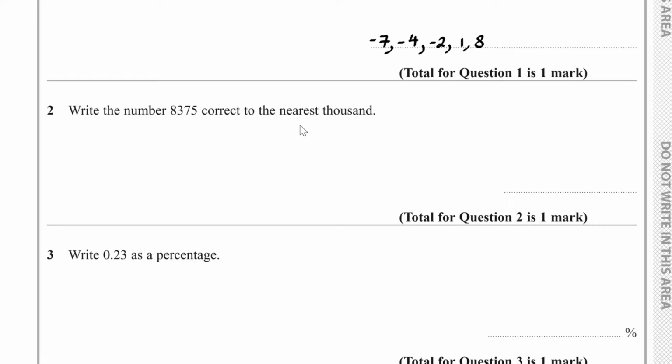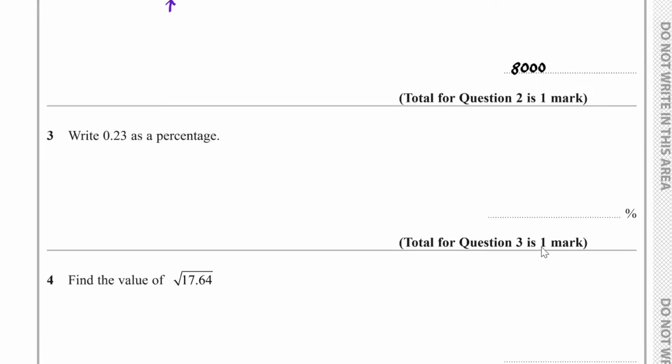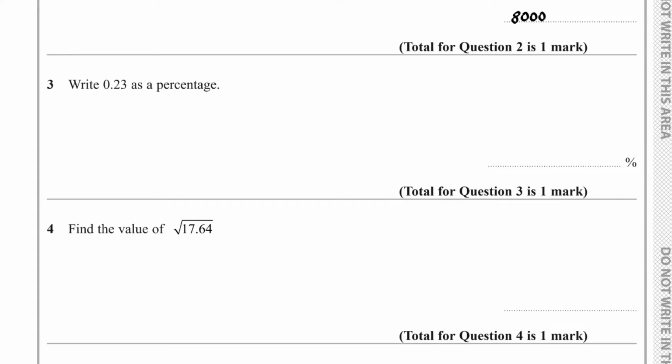Question number 2, we have to write the number 8,375 correct to the nearest thousand. Well, the 1000 column corresponds to this 8. The digit after it, which is this 3 over here, is less than 5, so we don't need to round up the 8 to the next digit. So to the nearest thousand, we have 8,000.